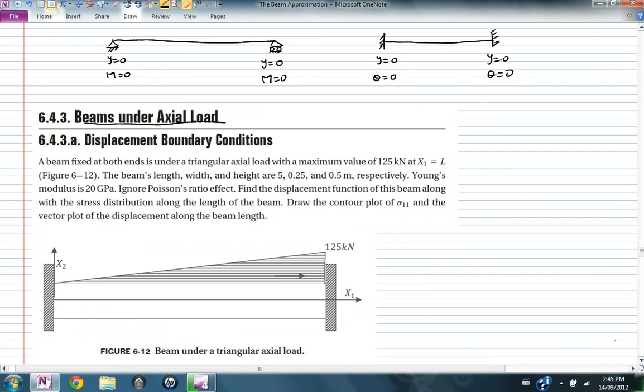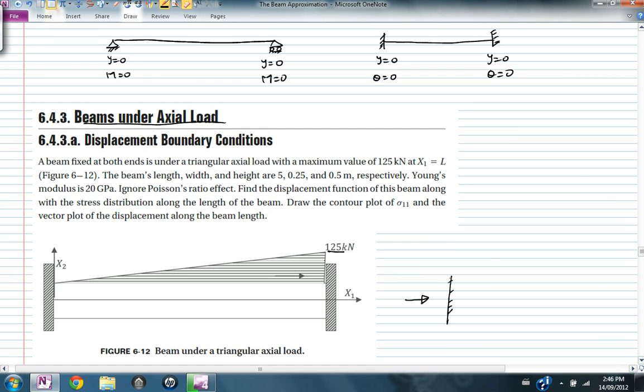So we have a beam that's fixed at both ends and is under a triangular axial load. So I have something right here that's pulling this beam towards it. For example, this could be gravity or any other type of distributed load that's pulling this beam in this direction. The load is a triangular axial load with a maximum value of 125 kilonewton.